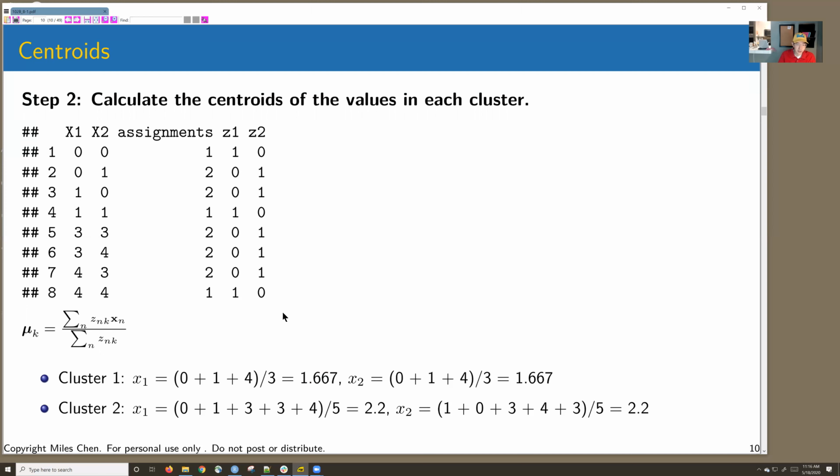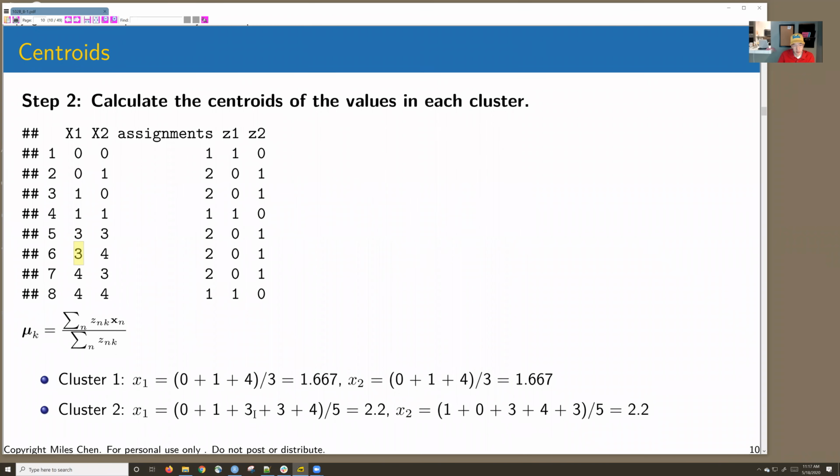We do this for cluster 2. I get 0 plus 1 plus 3 plus 3 plus 4. I have 5 observations, or 5 values, in Z2, so that comes out to 2.2. I do the same thing with X2, and I have 1 plus 0 plus 3, 4, 3, okay? That's also coincidentally equal to 2.2 for the mean, okay?